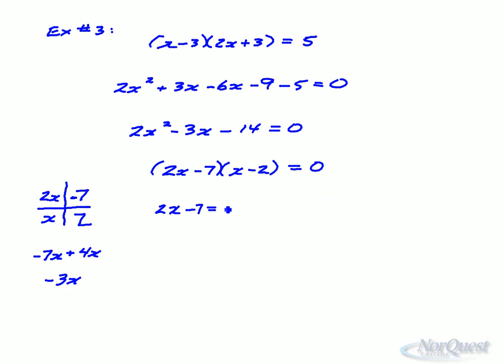2x minus 7 equals 0, 2x equals 7, x equals 7 halves. X minus 2 equals 0, x equals 2. So there's the two solutions that would make example 3 equal to 5. So when you don't have a quadratic equation in general or standard form, the key will probably be you'll need to do some expanding and simplifying to get it equal to 0, then you're able to solve it.